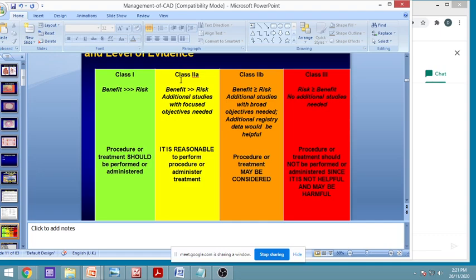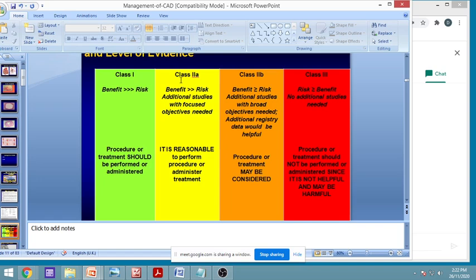Class 2B has benefit slightly greater than risk. It is not a very big difference between benefit and risk, and therefore additional studies and additional registry data are needed. More studies have to be conducted with more patients and more places for the procedure or treatment.